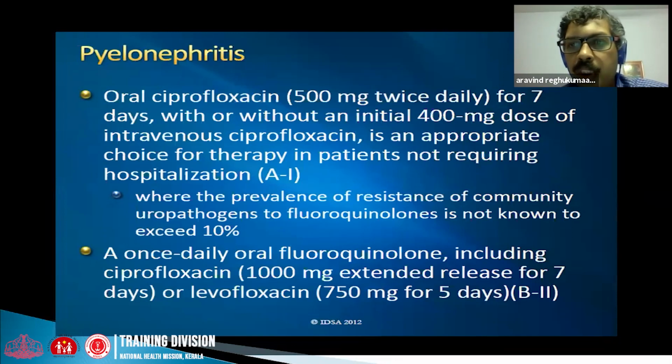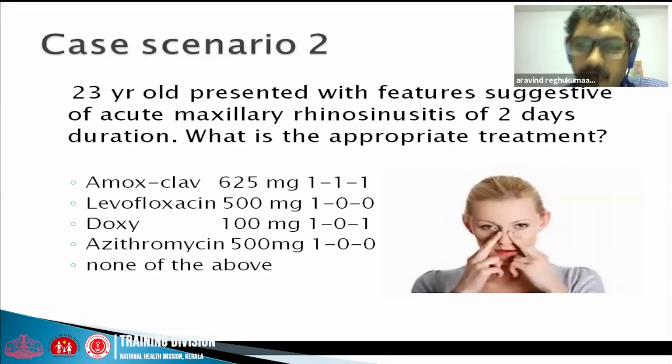The current recommendation is 7 days. In 2000, prior to 2010, it was 14 days. Oral ciprofloxacin, 500 mg BD for 7 days with or without an initial 400 mg dose of intravenous ciprofloxacin is an A1 recommendation. Quinolones can be considered for empirical treatment if the resistance against quinolones in the community is less than 10%.